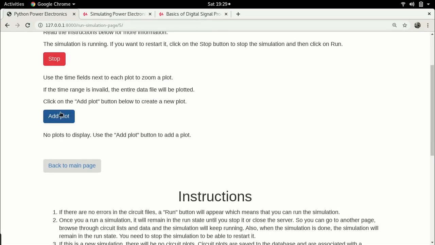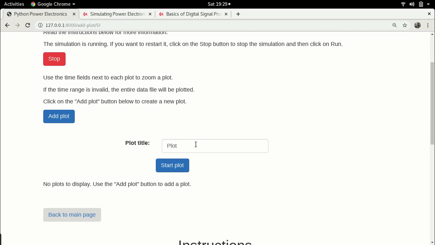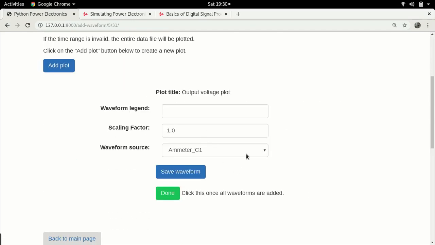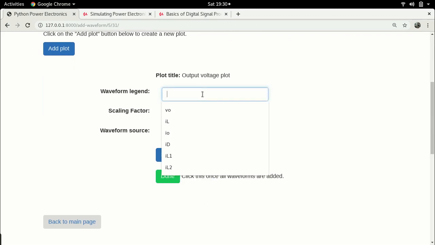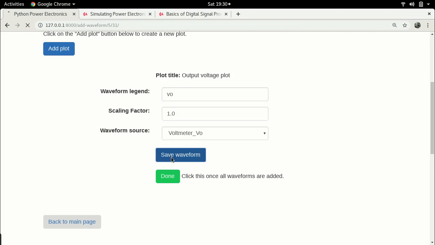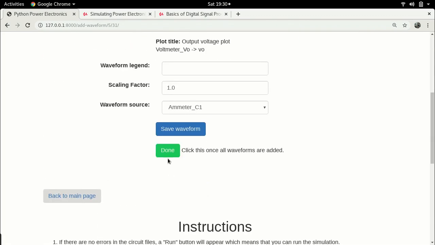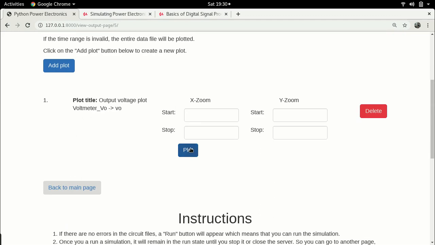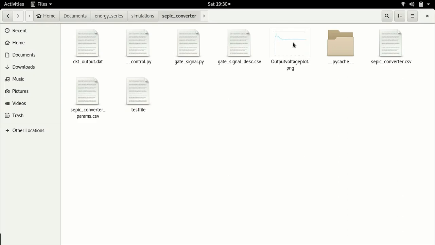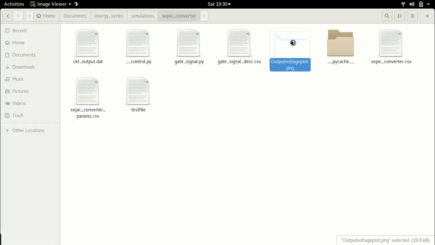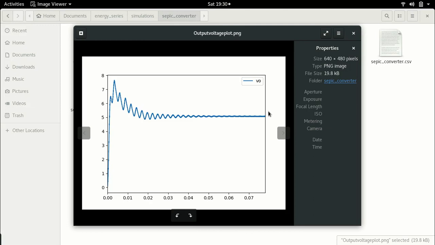Let's just, for the sake of finding out what's happening, plot one file. Let's call this output voltage. Voltage plot, start the plot. Call this voltmeter VO, which is the output voltage. Save the waveform, click on done and plot it. Let's go to the file browser. We should see something. Yes, we do, and this is the result. So at least our converter is working successfully.